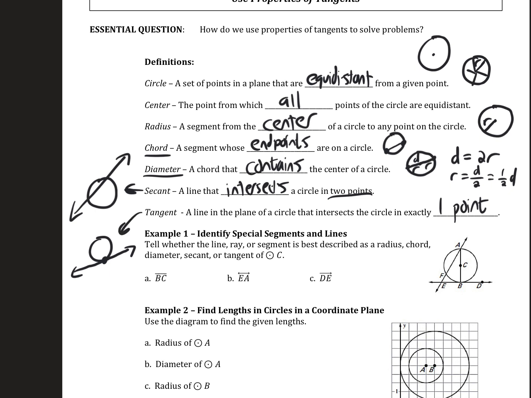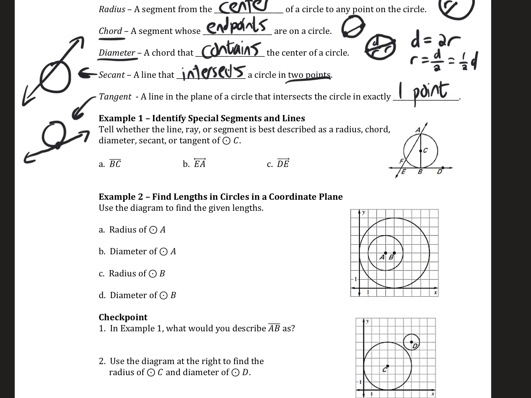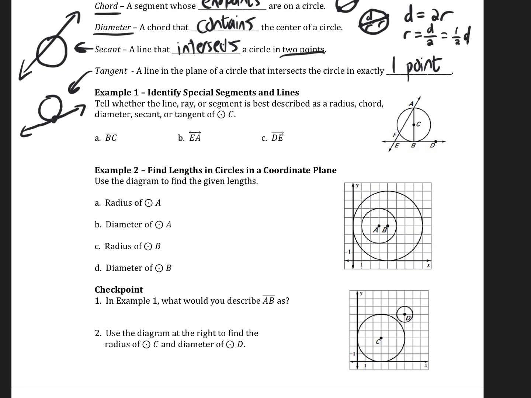Okay, it's only going to touch it at 1 point. All right. Very cool. We have an example here. It says, determine whether the line, ray, or segment is best described as a radius, chord, diameter, secant, or tangent of circle C. This is circle C right here. Why don't you guys pause the video and see if you can figure it out.